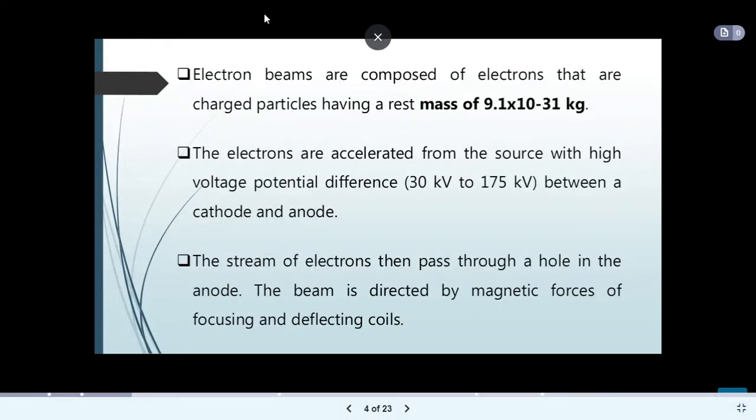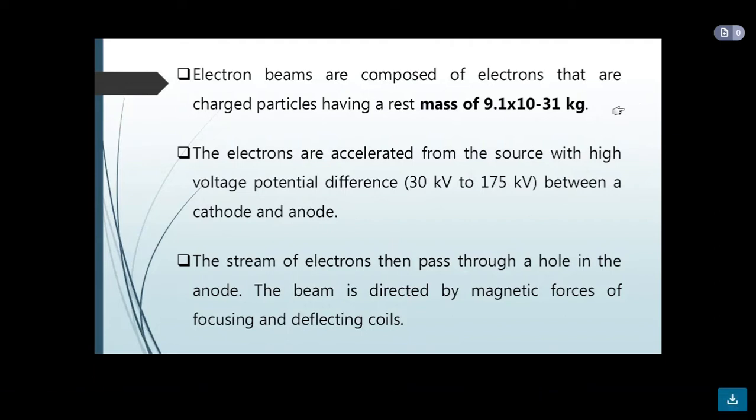The electron beam is composed of electrons, which are charged particles having a rest mass of 9.1 into 10 raised to minus 31 kilogram. What is the mass of the electron? The mass of the electron is equal to 9.1 into 10 raised to minus 31 kilogram. And what is the formula for kinetic energy? Kinetic energy is equal to 1/2 mv square, where m is the mass of the particle and v is the velocity of the particle.